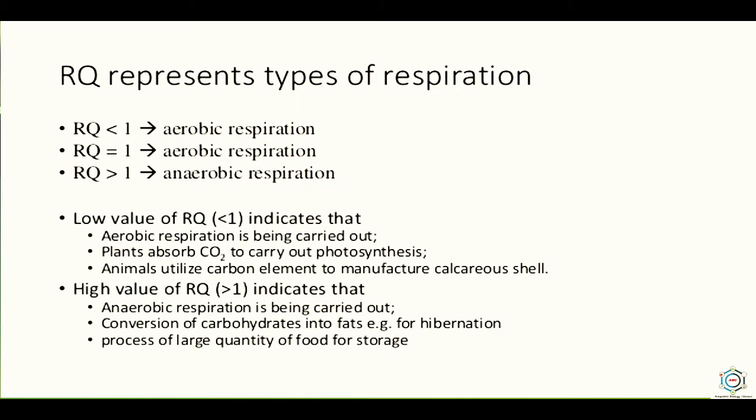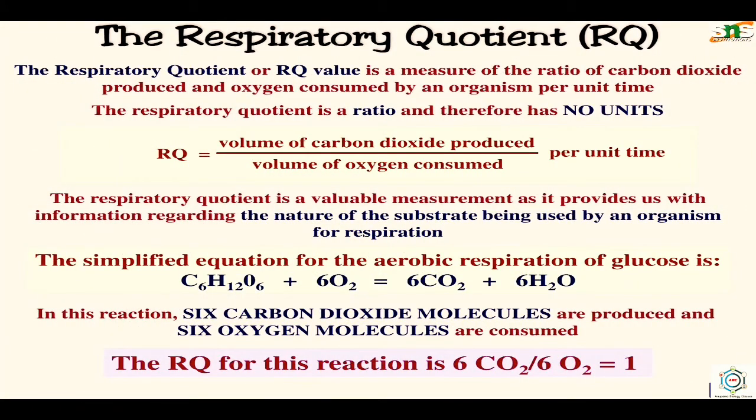Plants absorb carbon dioxide to carry out photosynthesis and animals utilize carbon element to manufacture calcareous cell. A high value of RQ indicates that anaerobic respiration is being carried out. Conversion of carbohydrates into fats, for example in hibernation, is the process of storing a large quantity of food.